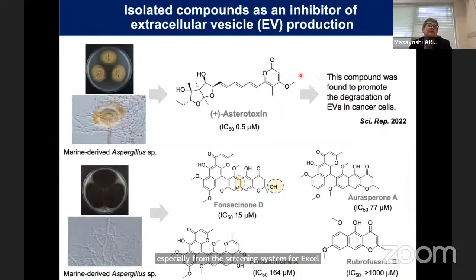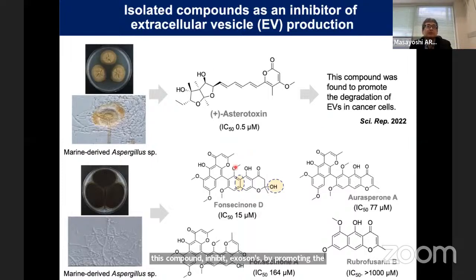So one of these is asterotoxin, isolated from the culture extract of Aspergillus genus, isolated from a marine sponge. This compound inhibits exosome production with an IC50 value of 0.5 micromolar. Additionally, it was indicated that this compound inhibits exosome secretion by promoting the degradation of exosomes within the cell.